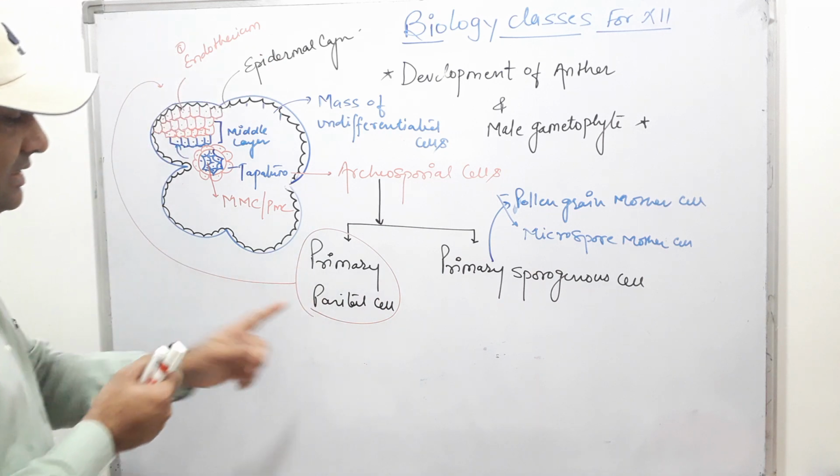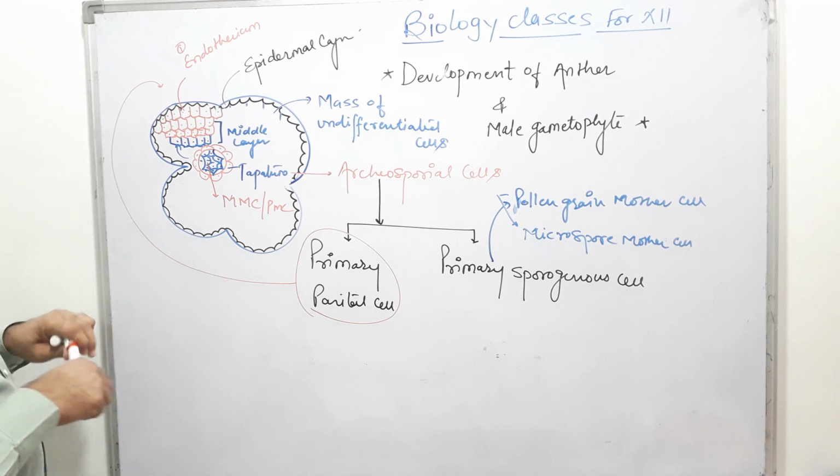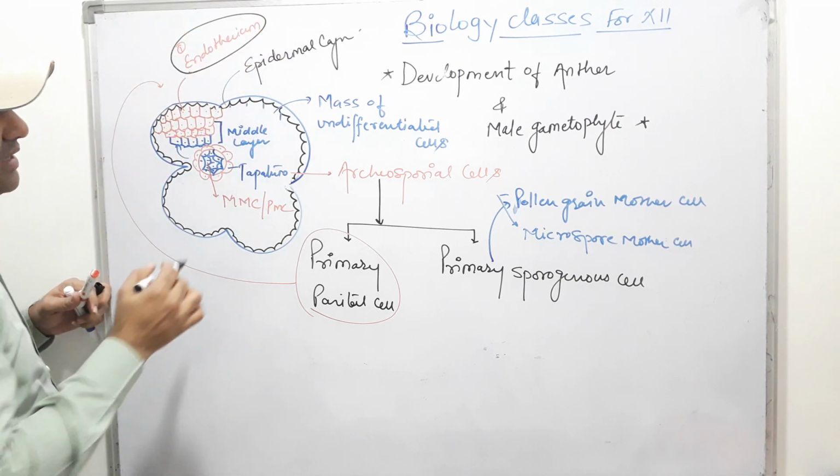Now the primary parietal cell further develops and produces three types of layers. First is endothecium, which is the second layer from outside to inside.